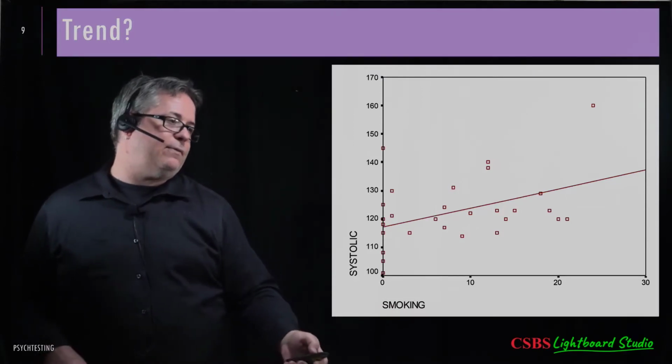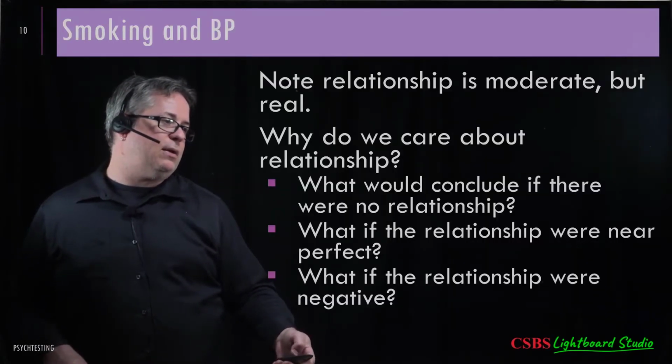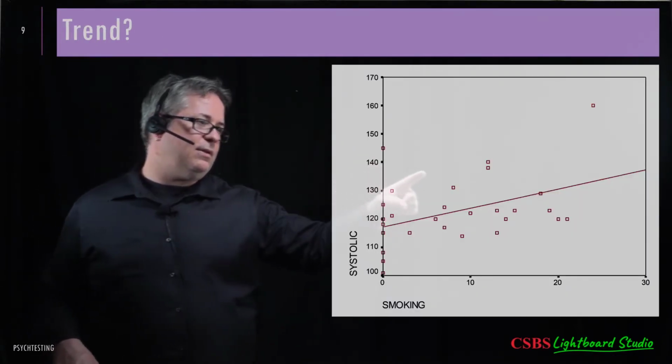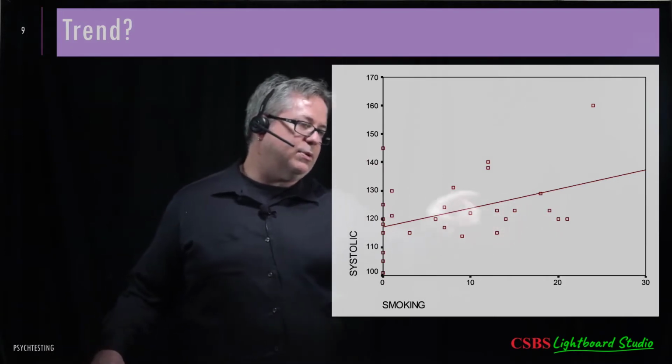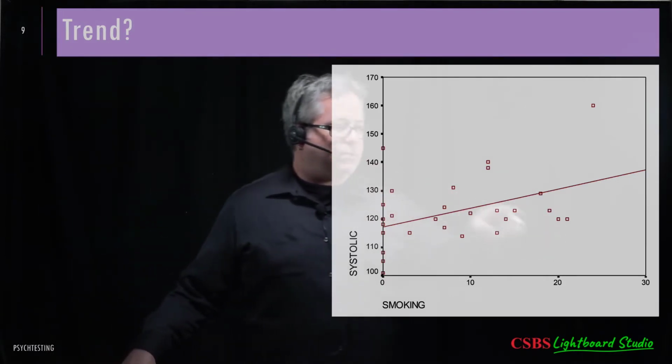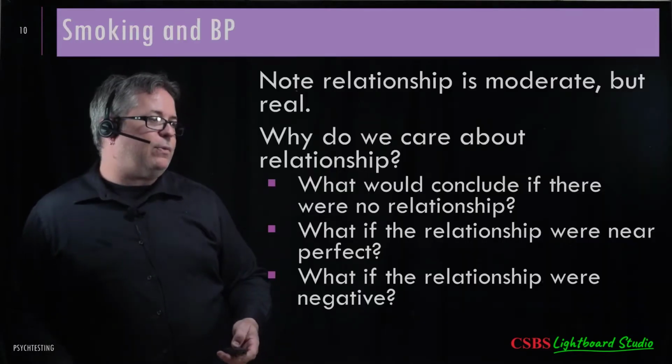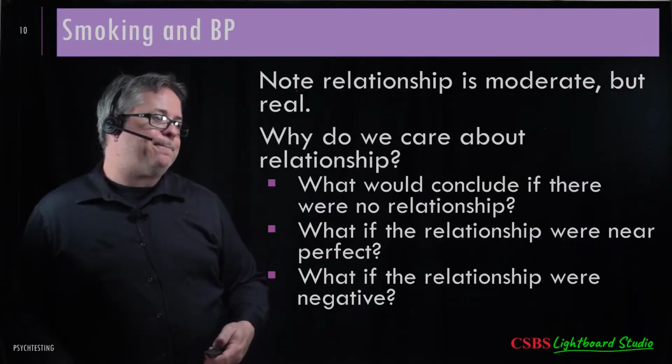And if it were negative, going the other way, right? If it was going this way instead, I mean that the more you smoke, that actually reduces your blood pressure or predicts a reduction in blood pressure, right? If it's near perfect, what does it mean to be near perfect?